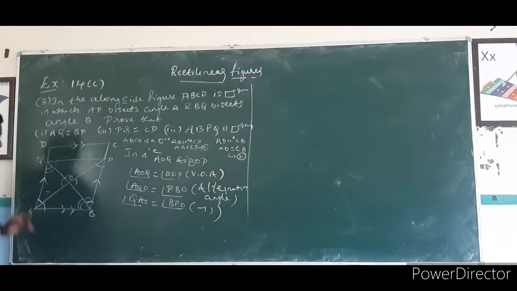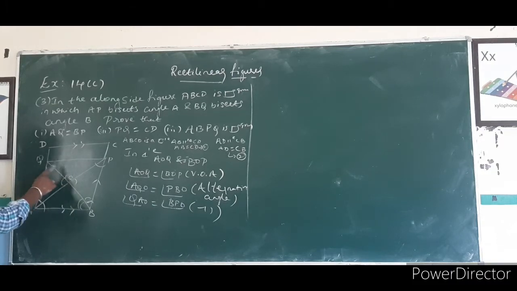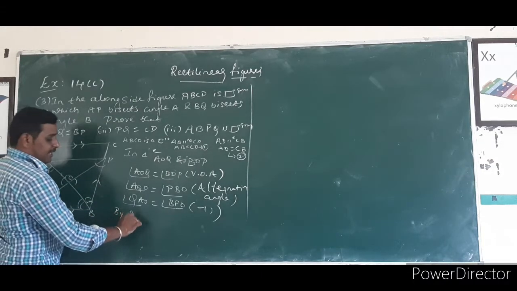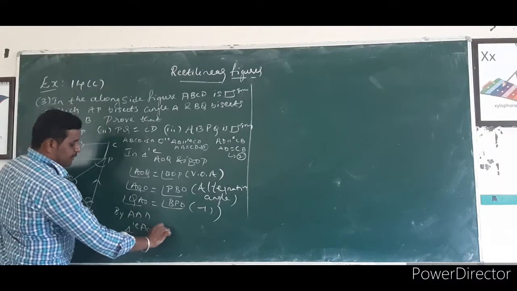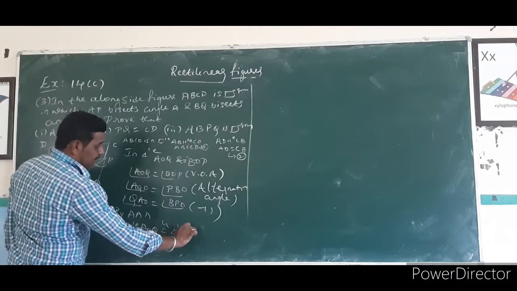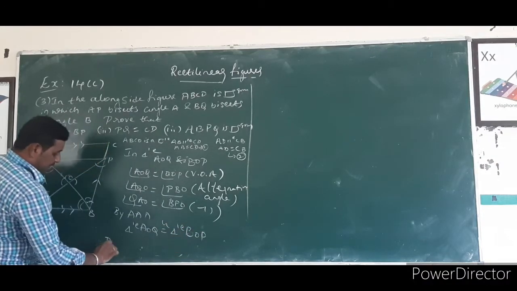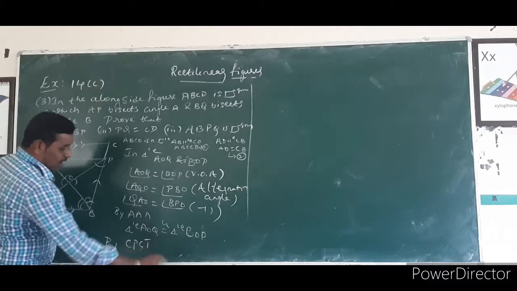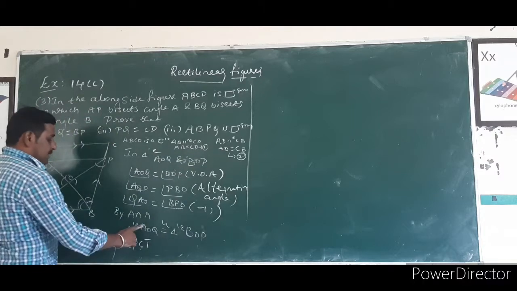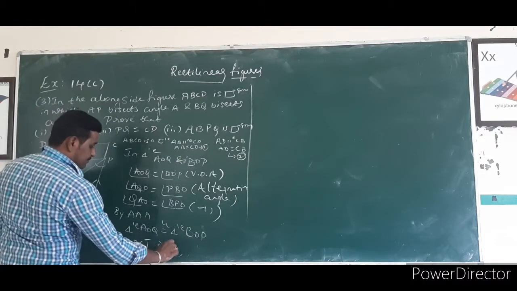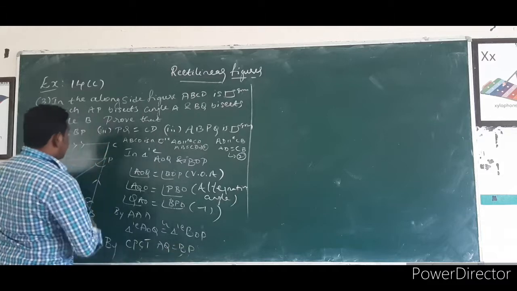Same. So look here. First type of alternate angle, Q and B. Next type of alternate angle, A and P. By the AAA test, triangle AOQ is congruent to triangle BOP by CPCT. CPCT means corresponding parts of congruent triangles. That is AQ is equal to BP. So the first one we proved.